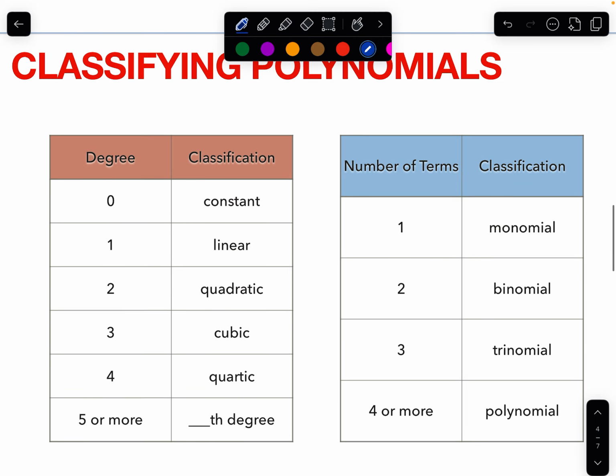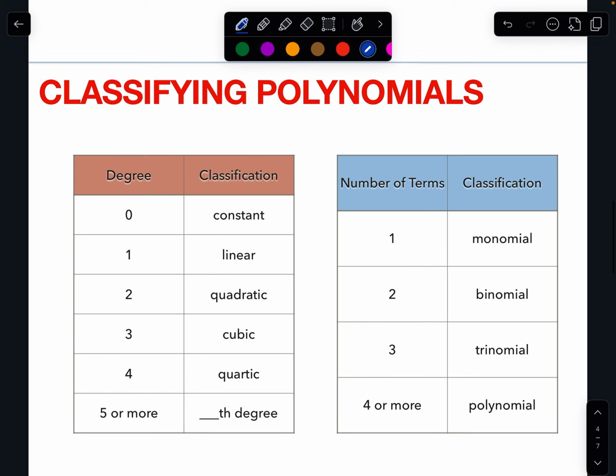Now, one of our big objectives today is classifying these polynomials. And there's two ways that we can classify a polynomial. We can classify a polynomial based on its degree, or its highest exponent. We can classify a polynomial based on how many terms it has. So there's a lot of vocabulary terms on the screen here. I won't read through every single one. You can pause, write down whatever you need to do. But just a few examples here.